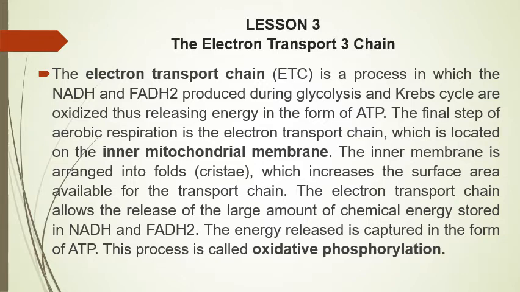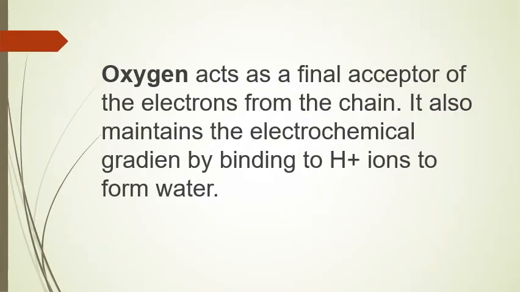The electron transport chain allows the release of the large amount of chemical energy stored in NADH and FADH2. The energy release is captured in the form of ATP. This process is called oxidative phosphorylation. Oxygen acts as a final acceptor of the electrons from the chain. It also maintains the electrochemical gradient by binding to H+ ions to form water.